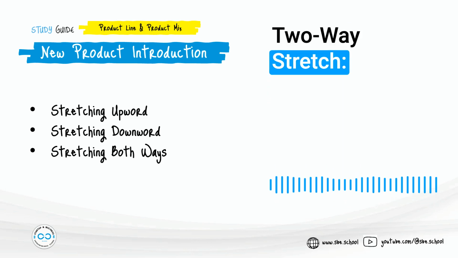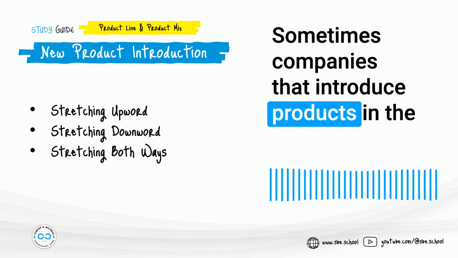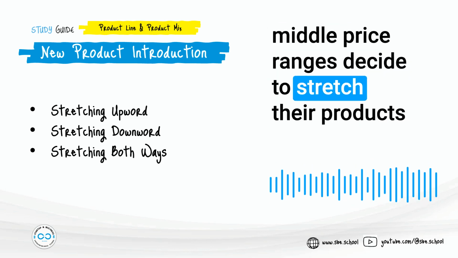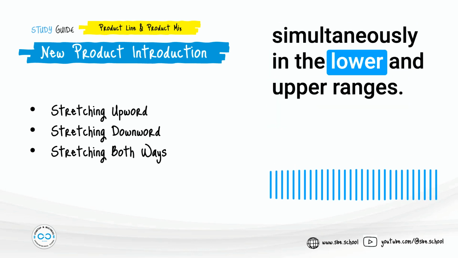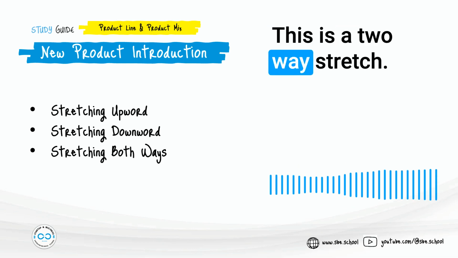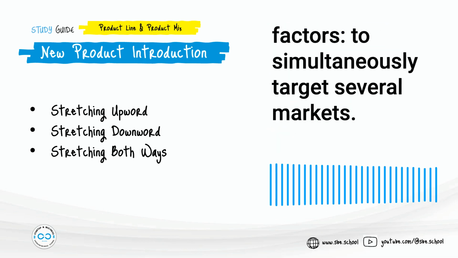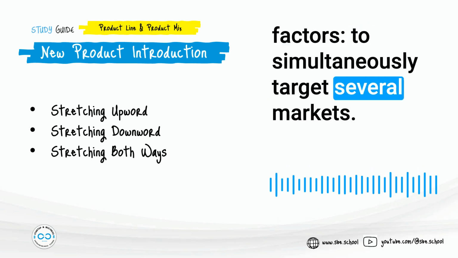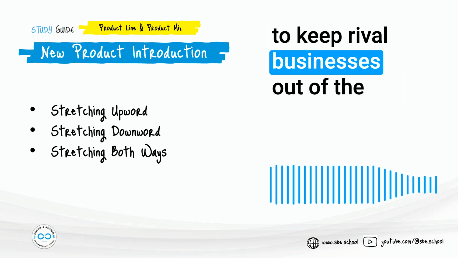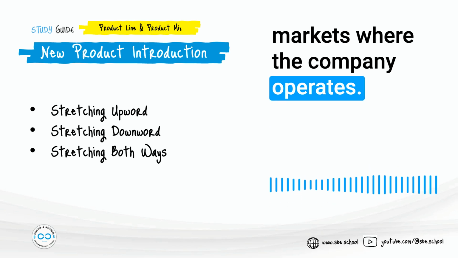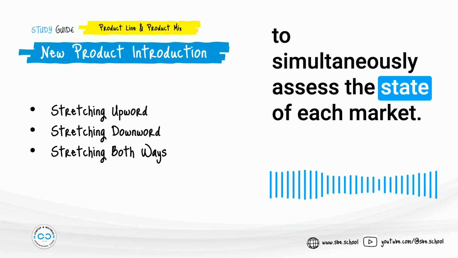Three, two-way stretch. Sometimes companies that introduce products in the middle price ranges decide to stretch their products simultaneously in the lower and upper ranges. This is a two-way stretch. The product line's two-way stretch is due, in part, to the following factors: to simultaneously target several markets, to keep rival businesses out of the markets where the company operates, and to simultaneously assess the state of each market.